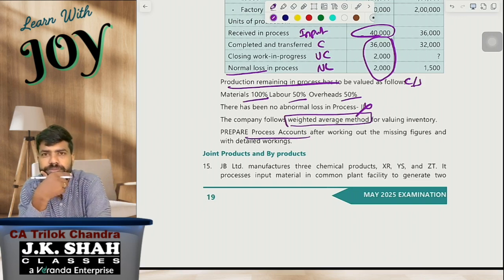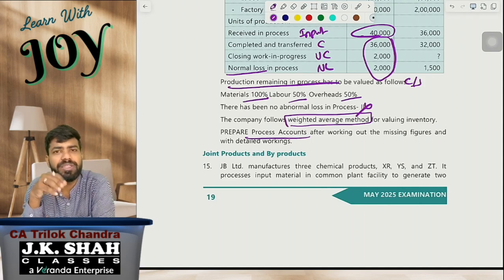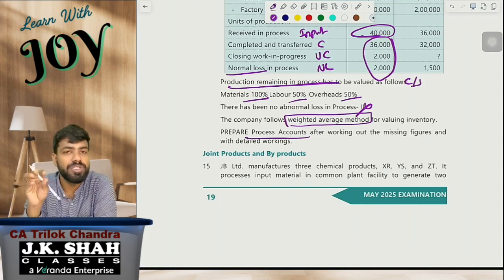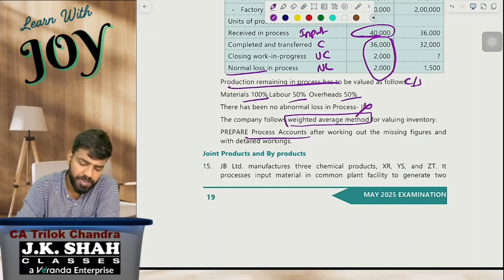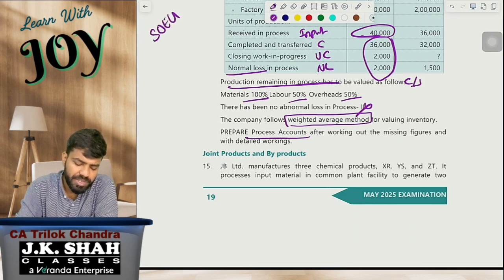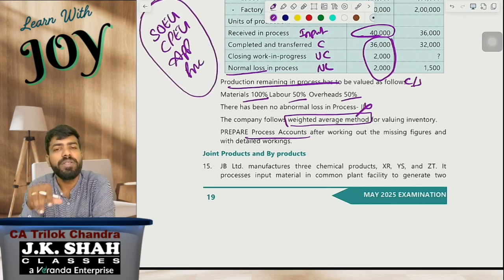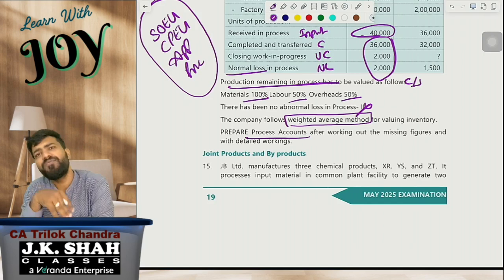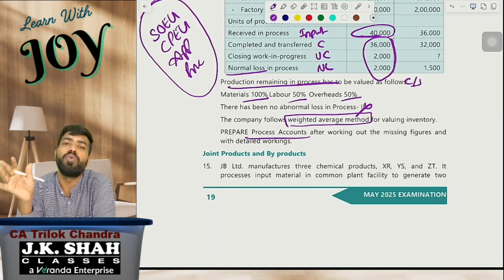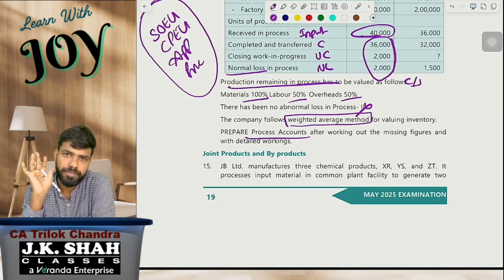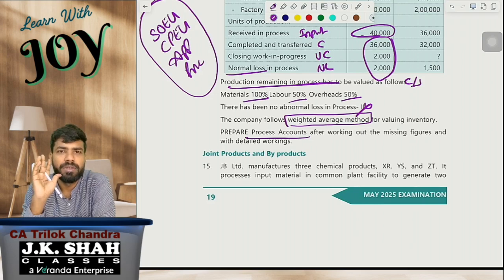Prepare process account. So what we need to do in this question: there is no opening stock, but there is a closing stock. So first we need to prepare the statement of equivalent units, then cost per equivalent unit, then apportionment, then process account. These are the four steps which we need to follow for the process one account. Once we're done with the process one account, the same four steps have to be written for the process two account. Are you understanding? All of you?